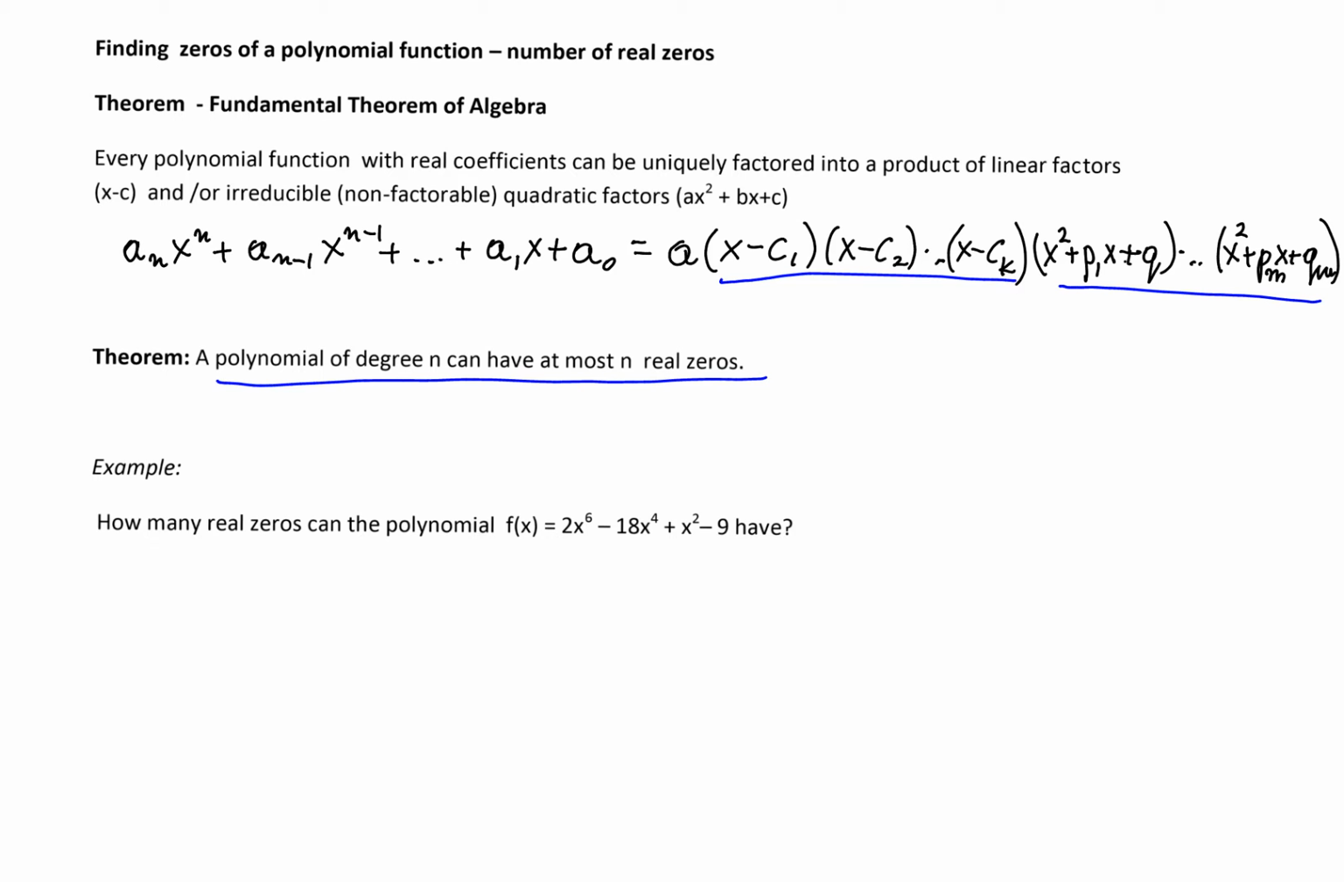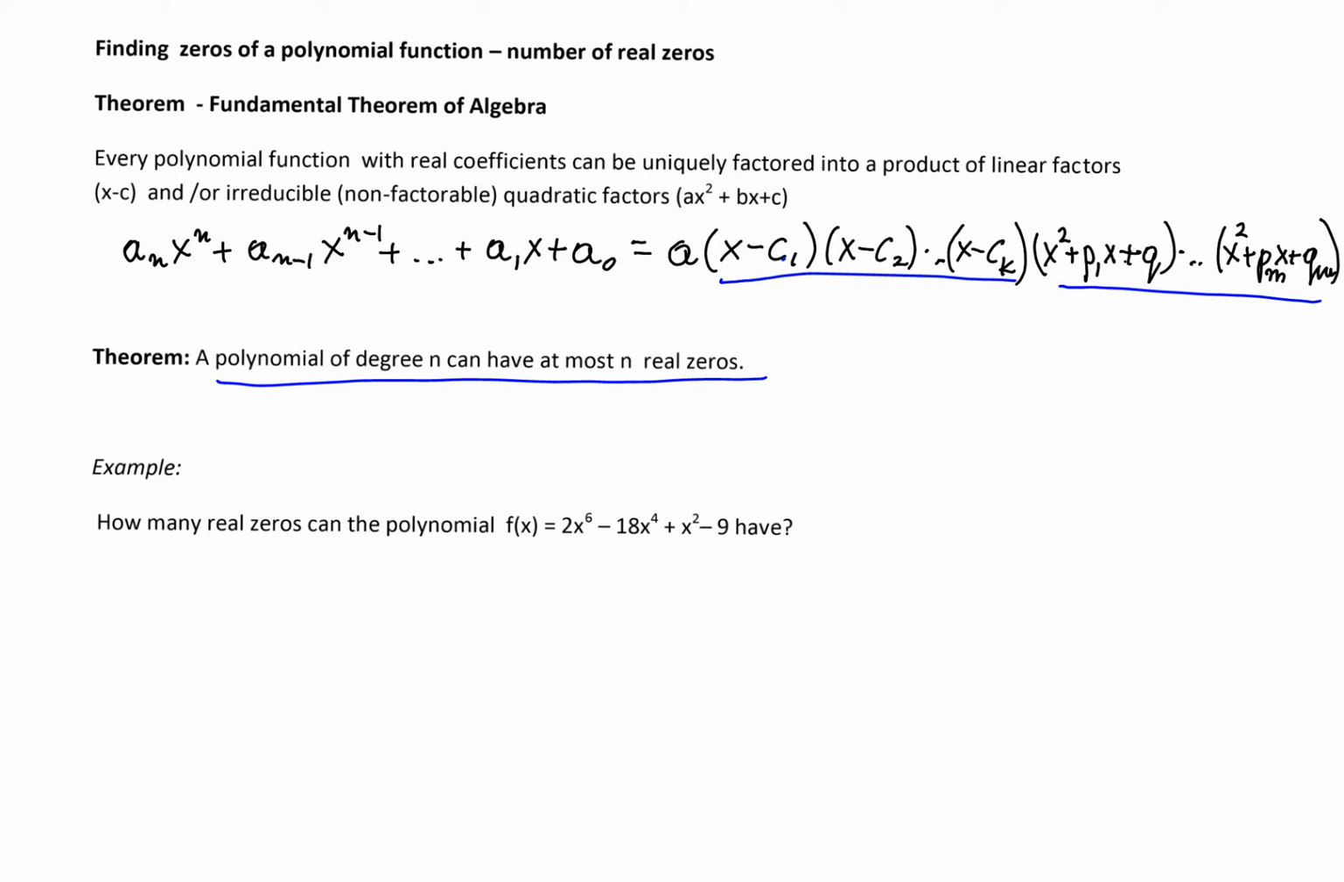Now notice that if x minus c1 is a factor in this product, then c1 is a zero of the original polynomial. So we can have at most n factors x minus c in such factorization because the degree of that polynomial is n, and therefore a polynomial of degree n can have at most n real zeros. So once we have a polynomial, we know how many zeros we can expect.